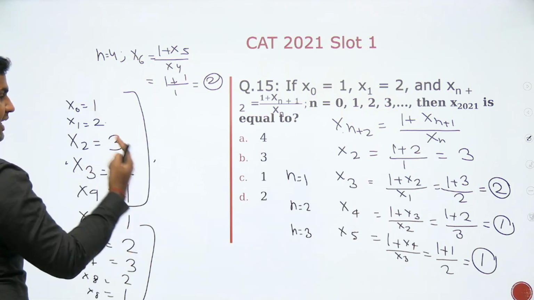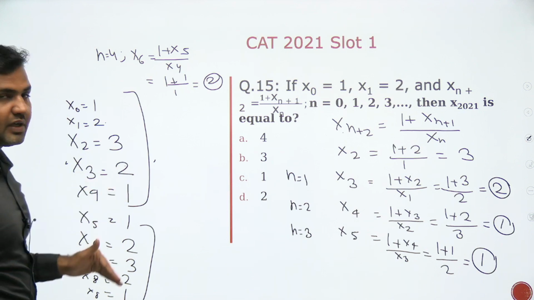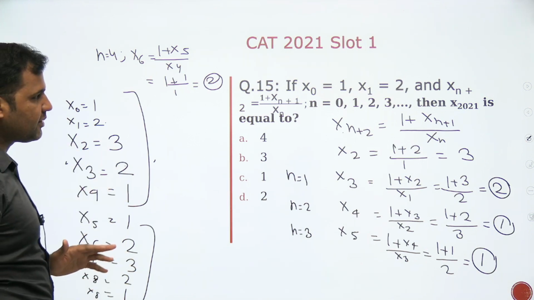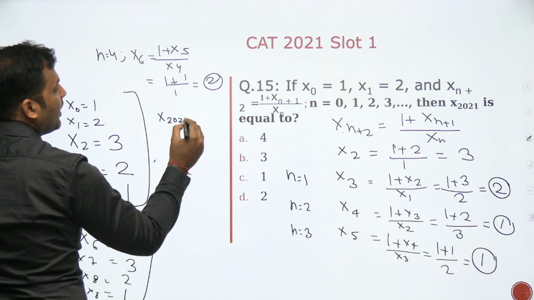ये 5 values का cycle चलता रहेगा. When you go in a slab of 5, these 5 values will keep on repeating. Exactly a similar concept related to cyclicity. What I want to find out is now x2021.